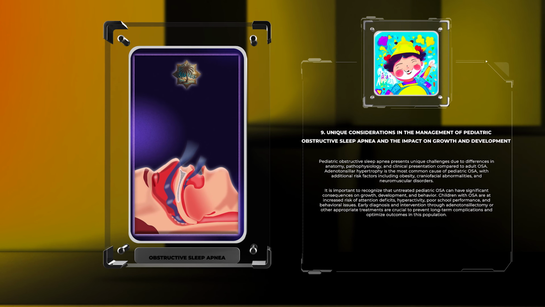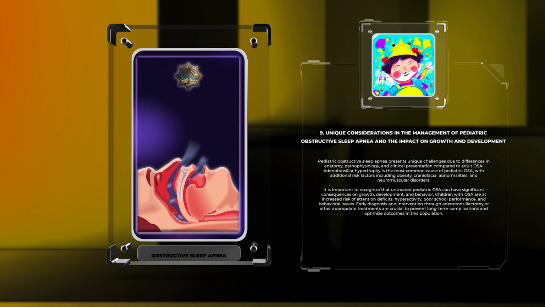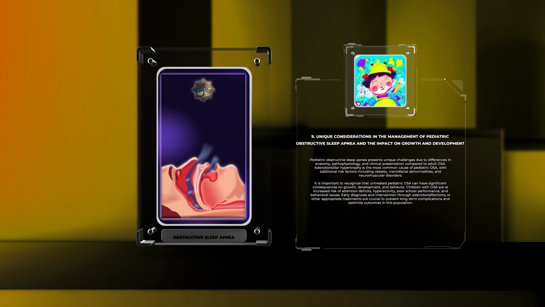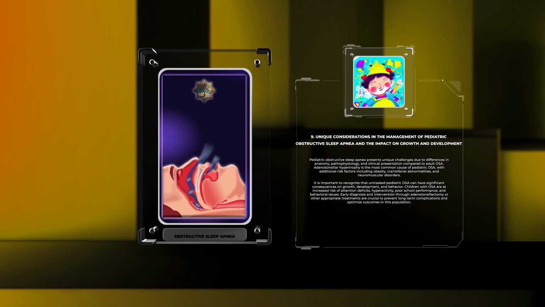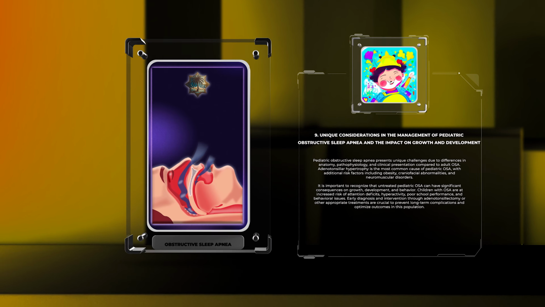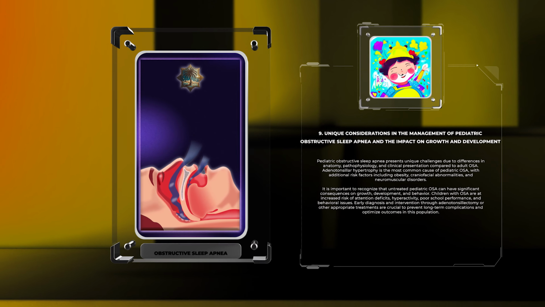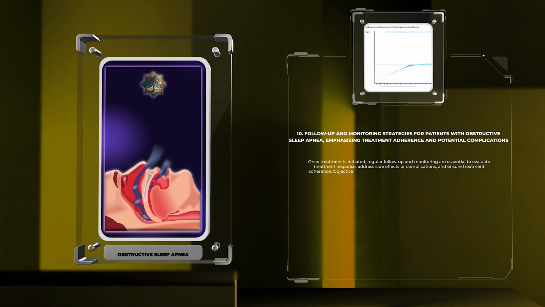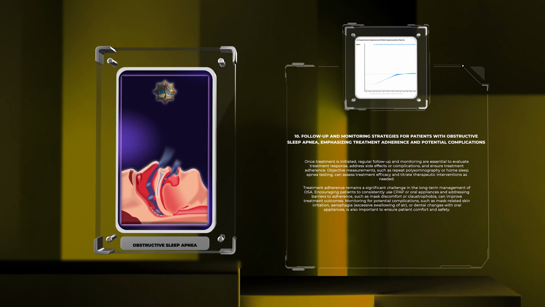Children with OSA are at increased risk of attention deficits, hyperactivity, poor school performance, and behavioral issues. Early diagnosis and intervention through adenotonsillectomy or other appropriate treatments are crucial to prevent long-term complications and optimize outcomes in this population. Once treatment is initiated, regular follow-up and monitoring are essential to evaluate treatment response, address side effects or complications, and ensure treatment adherence.